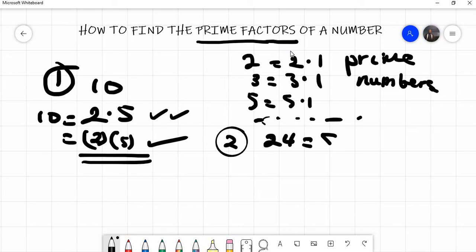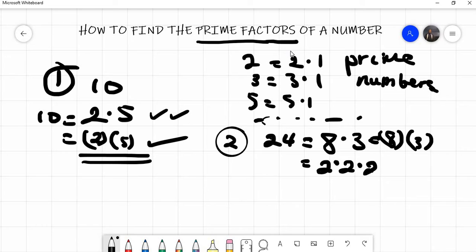So 8 times 3. 8 we can write as 2 times 2 times 2, times 3. Or, to make it nicer, 2 cubed times 3. These are the prime factors of 24.